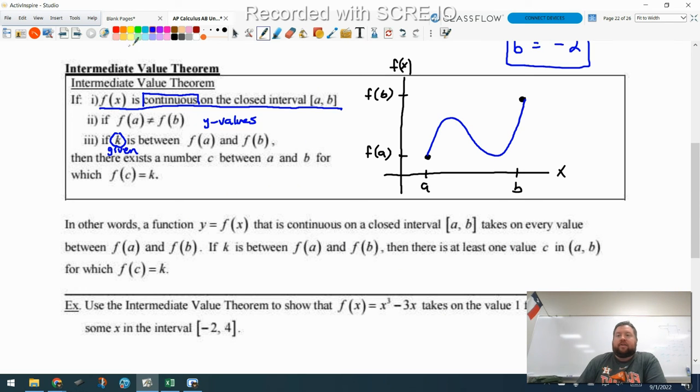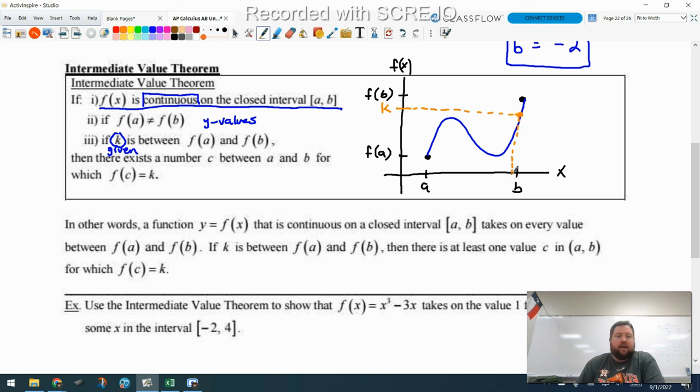All right, so then there exists a c. So now you're given a k. So I'm just going to put a k on my y-axis right here. That's something that you will be told in the problem. So you're given a k, and what the intermediate value theorem says is that if k is between these two numbers, then that means that there is a c value in between a and b that corresponds to that. Okay, so if I were to map this over, I would get to that point right there.